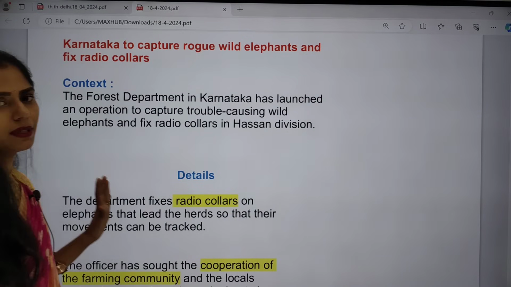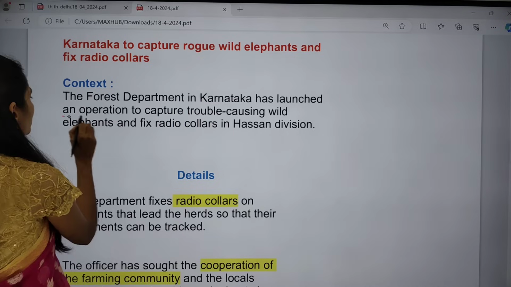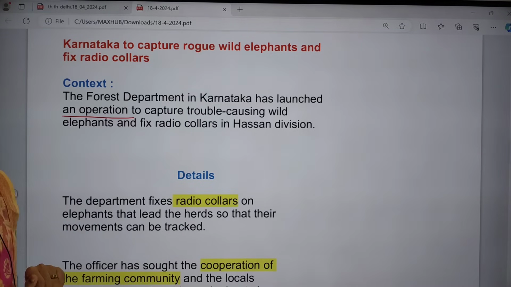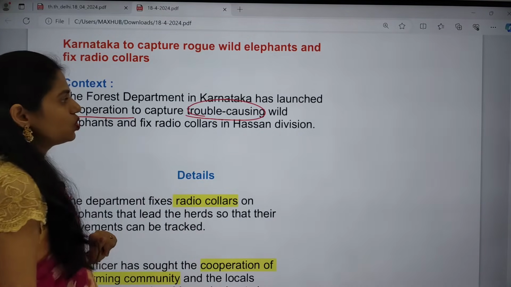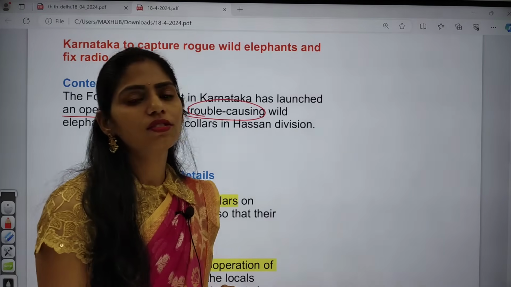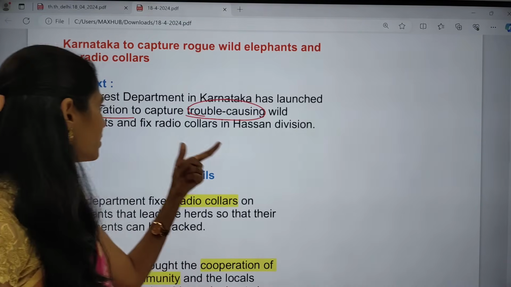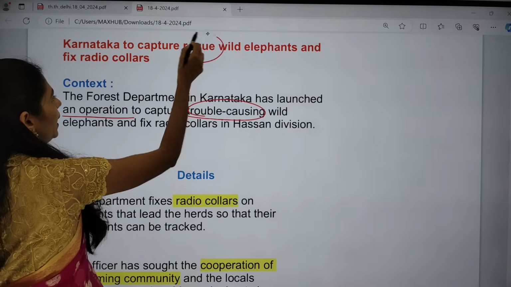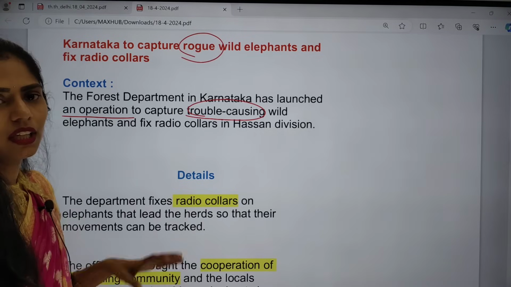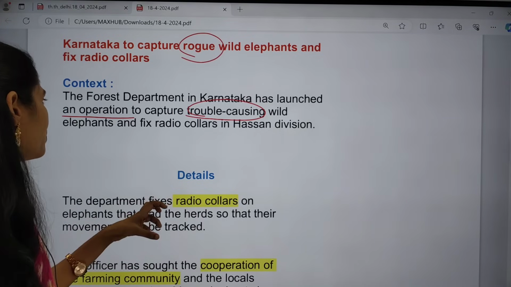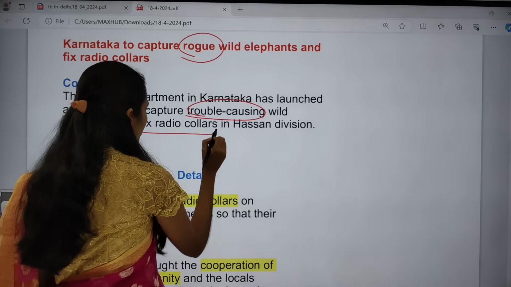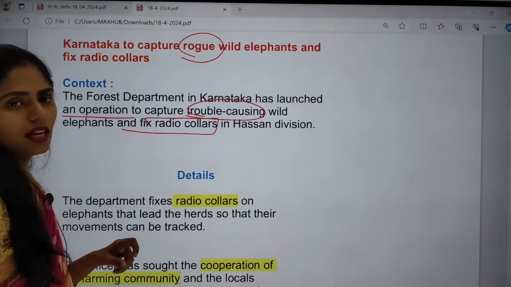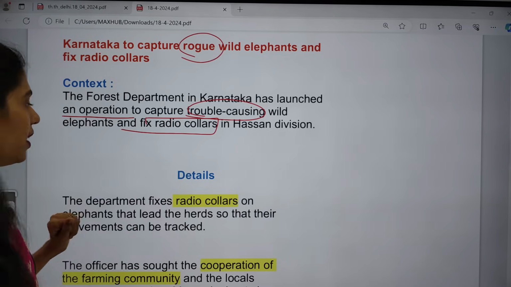Because the Forest Department in Karnataka has launched an operation. This operation is to capture trouble-causing wild elephants. The elephants which are causing some violence or some trouble are called rogue wild elephants. Especially, they want to track them and capture them, so that the Forest Department can fix radio collars, especially in the Hassan division of Karnataka.